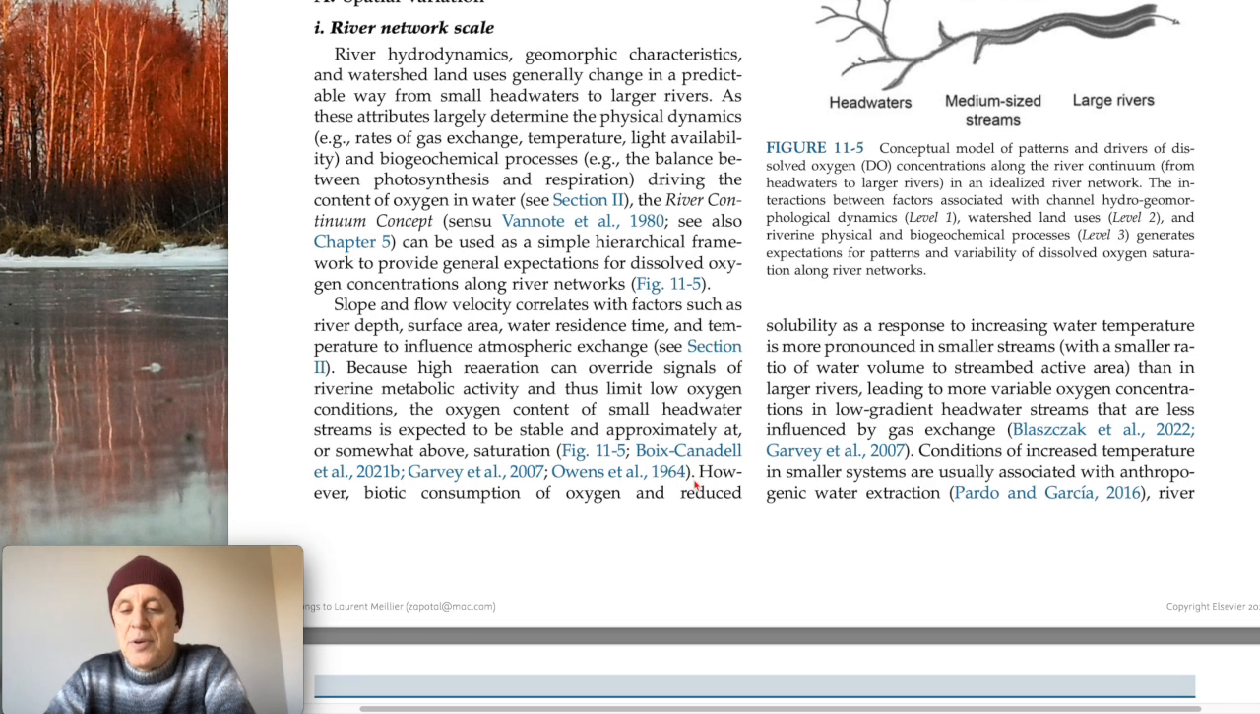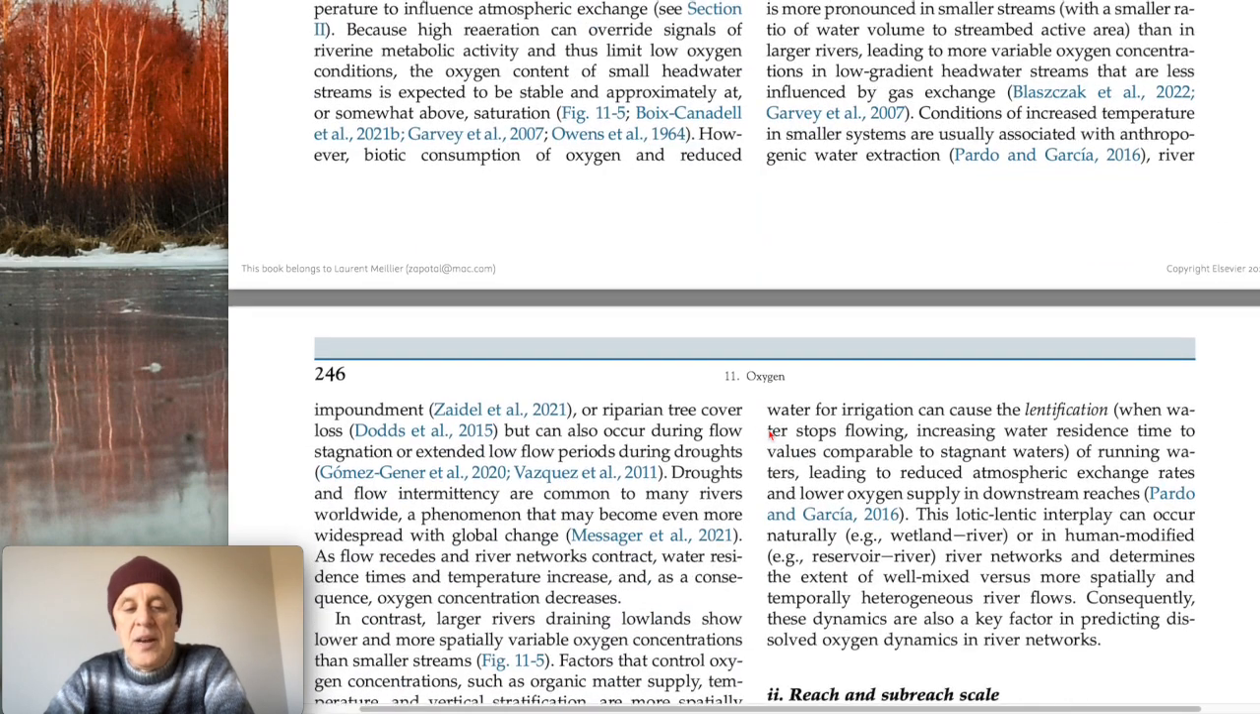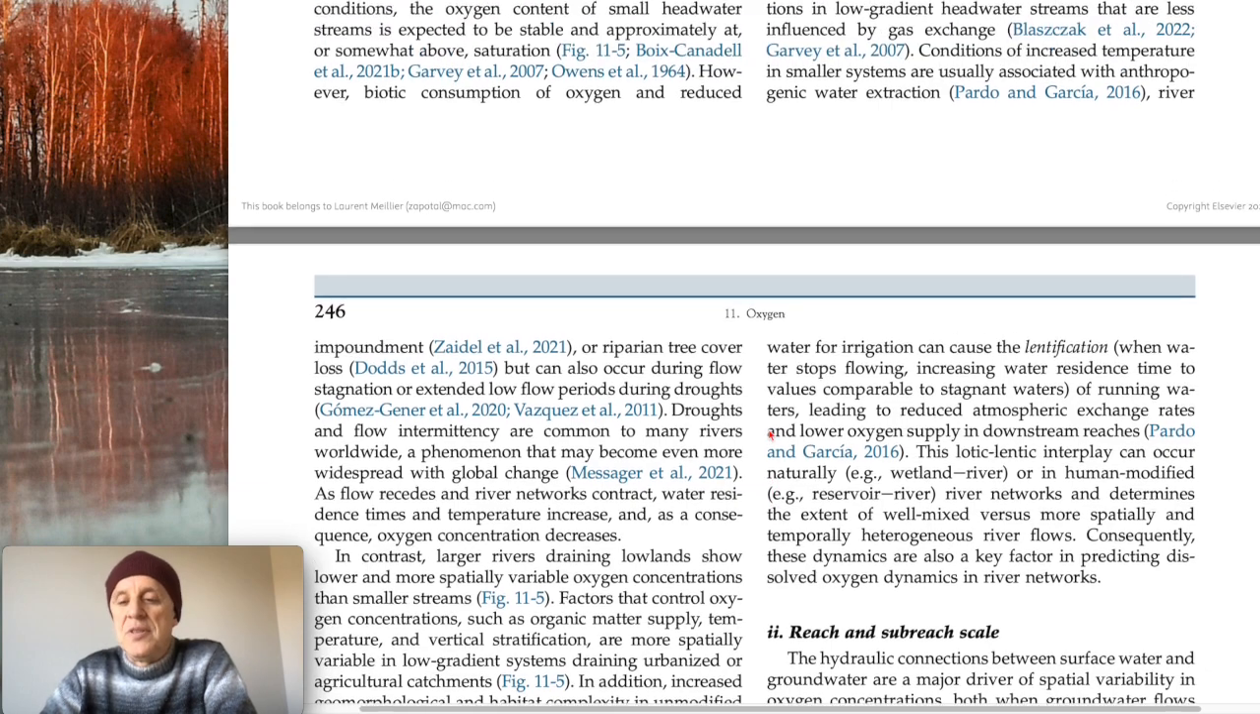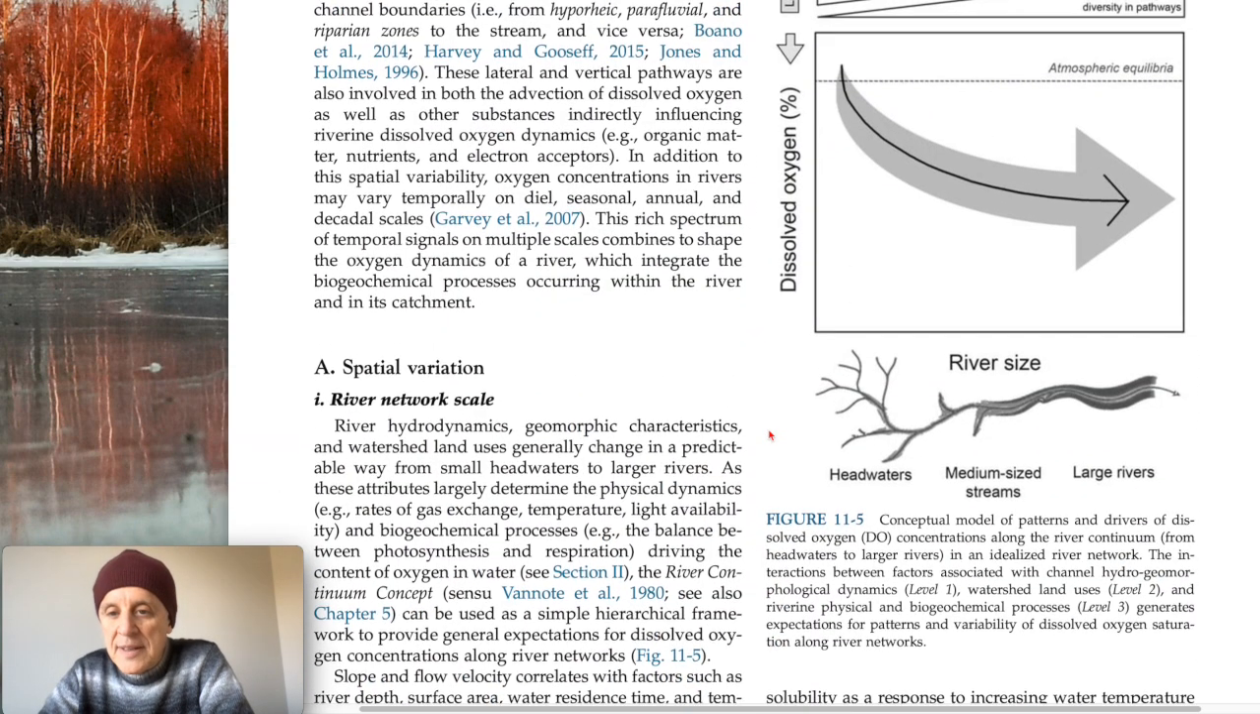Conditions of increased temperature in smaller systems are usually associated with anthropogenic water extraction, river impoundment, or riparian tree cover loss, but can also occur during flow stagnation or extended low flow periods during droughts. Droughts and flow intermittency are common to many rivers worldwide, a phenomenon that may become even more widespread with global climate change. As flow recedes and river networks contract, water residence times and temperature increase, and as a consequence, oxygen concentration decreases. So before we move on, let's look at this figure here.